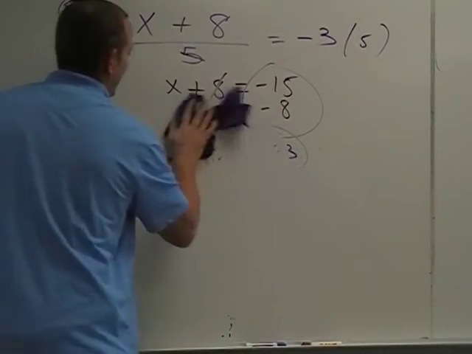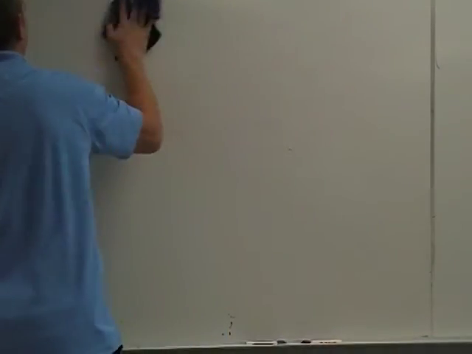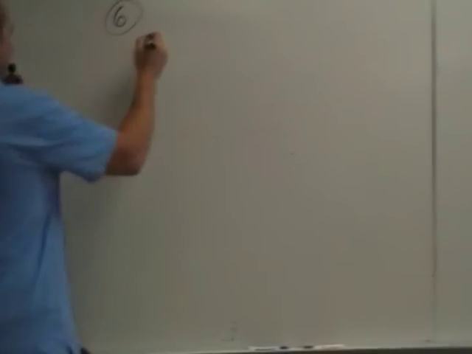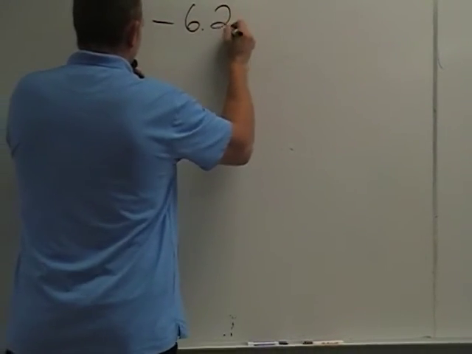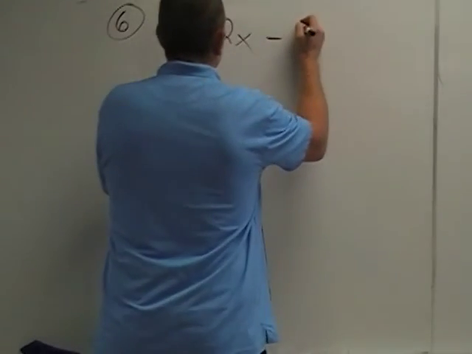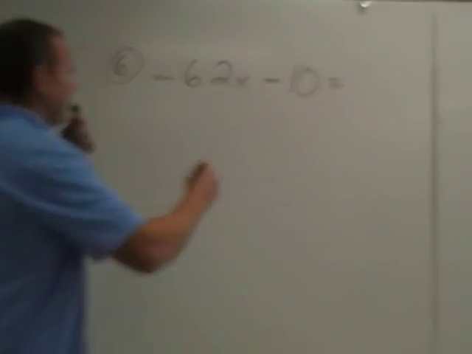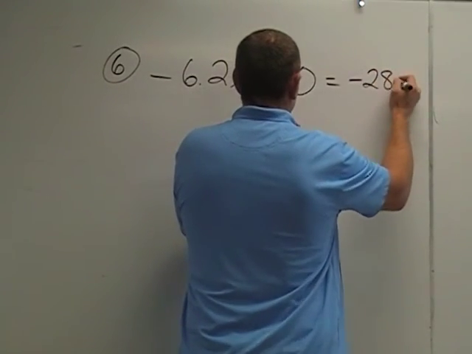Okay, here we go. Put a number 6 on your paper. All right, number 6. We're going to try a decimal. All calculators are put away. Phones away. Eyeballs are on the whiteboard. Here we go. Negative 6.2x, right? Negative 10 equals negative 28.6.